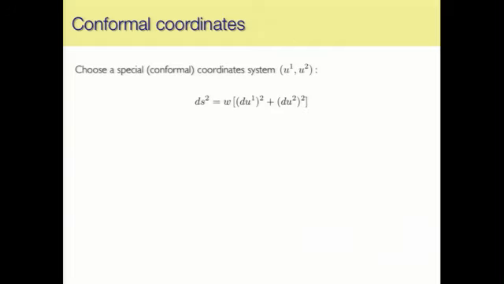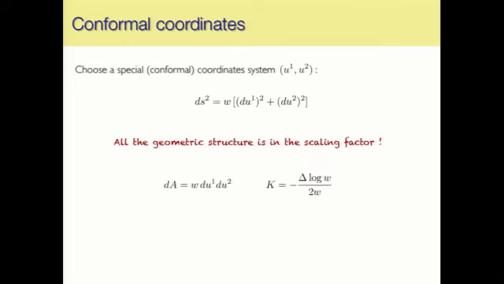Because in these systems, the metric looks Euclidean up to a scaling factor, which is position dependent. Now, why is this a big deal at all? Well, for the following reason. Because all the geometrical information is now contained in the scaling factor. So you are able to isolate the problem into a function. And in fact, for instance, the area can be expressed in this way, which is very familiar. The Gaussian curvature actually has a very simple expression. Here is the Laplacian of the log of w divided by 2w.